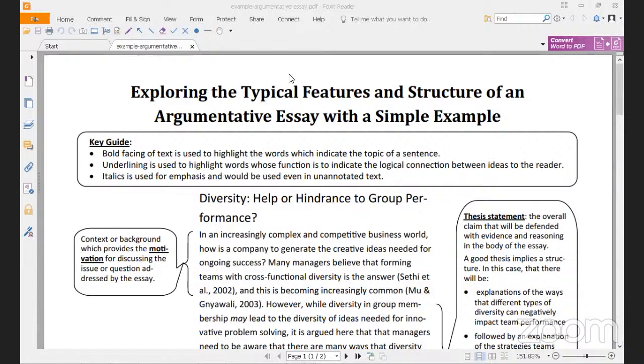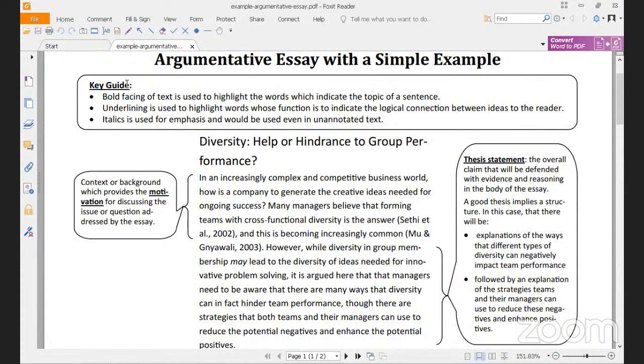Okay, so we have an example of an argumentative essay, and we have some explanations, okay? Now, we have a key guide. Bold facing of text is used to highlight the words which indicate the topic of a sentence. Underline is used to highlight words whose function is to indicate the logical connection between ideas to the reader. Italics is used to emphasize and would be used even in an unannotated text.